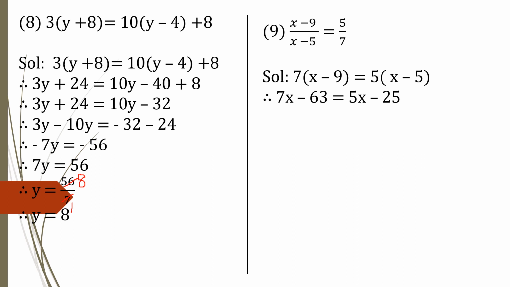You'll bring variables to one side and numbers to the other side. So you'll get, therefore, 7x minus 5x equal to minus 25, and this minus 63 will go to the right hand side, it will become plus 63. So you'll get minus 25 plus 63 on the right hand side. Now further we'll solve, that is 7x minus 5x, we'll get 2x. Therefore 2x equal to minus 25 plus 63.